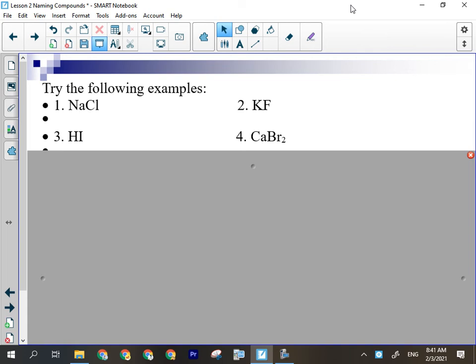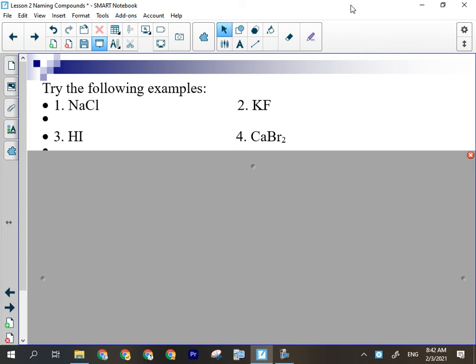Then we talked about some review stuff in terms of how to name a simple binary ionic compound. And that is that you name the metal first, and then you name the non-metal second, and the non-metal ends in "ide." That's really all we need to know.